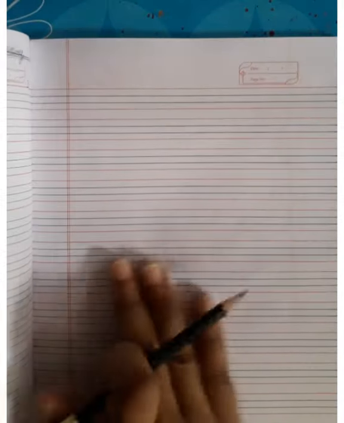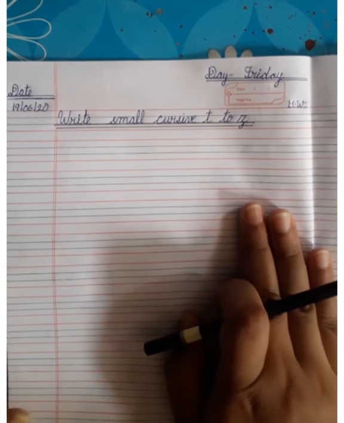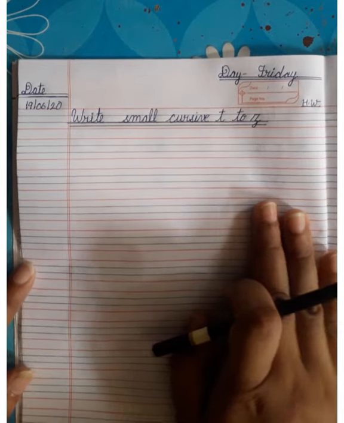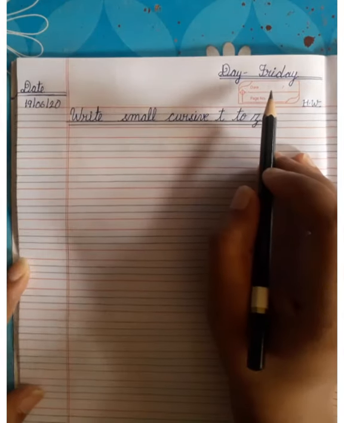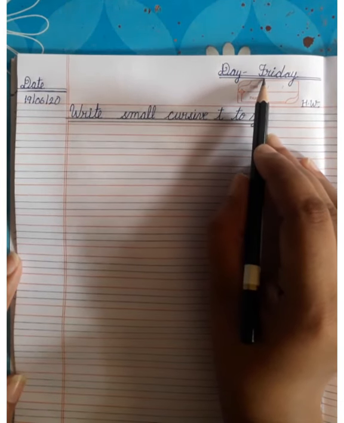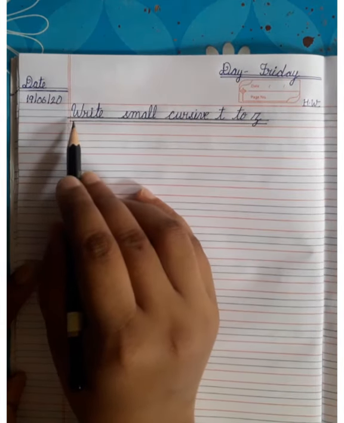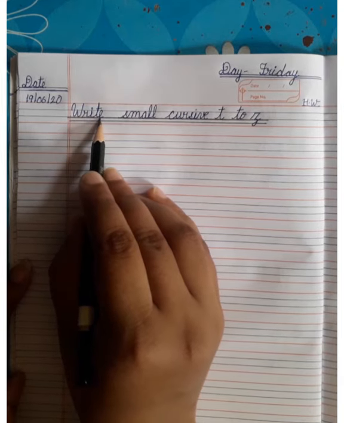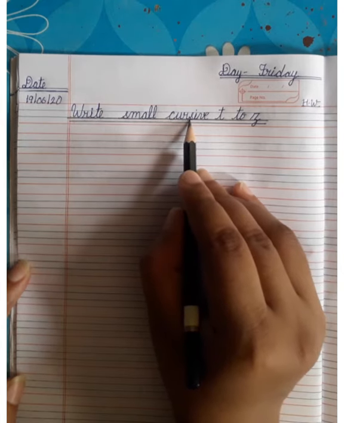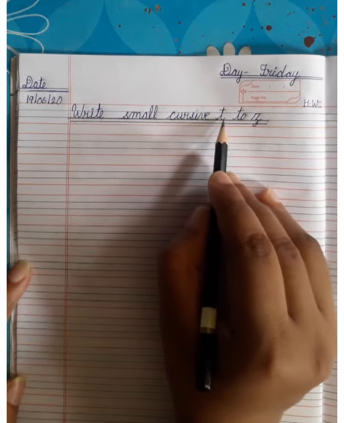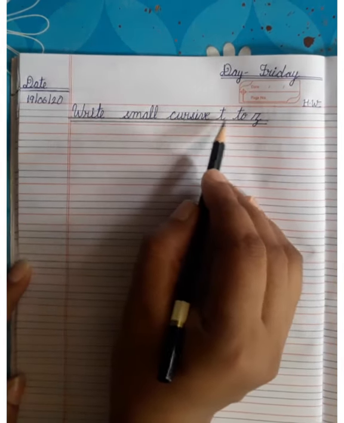The second topic is write small cursive T to Z. Same as before, firstly we mention the date. Today's date is 19th of June 2020. Then after that we will mention the day. Today is Friday. Then after that we will mention the heading: write small cursive T to Z.